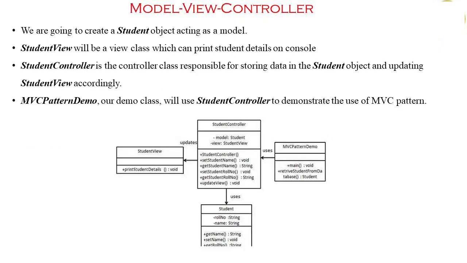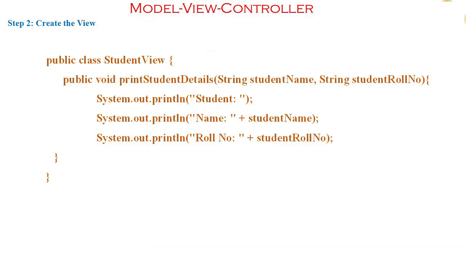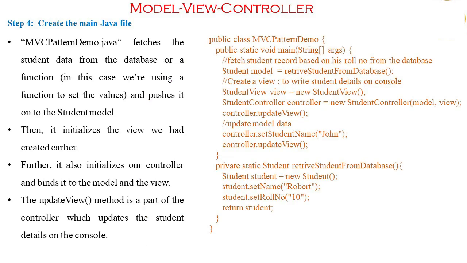Model View Controller. A student object has been modeled and the diagrammatic representation has been given to have a look over. This is to create the model. This is to create the view. Here is to create the controller, and we create the main Java file here and we test the result.